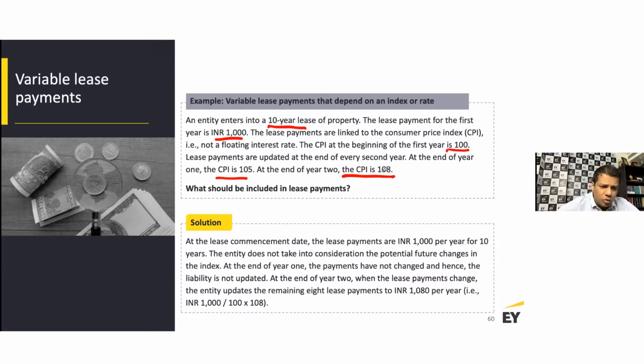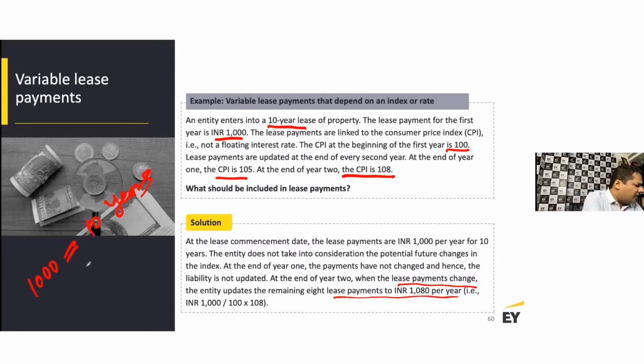At the end of year two, when the lease payment obligation also changes, the entity updates the remaining 8 lease payments to INR 1,080 per year, right? So the important thing is, originally I did 1,000 rent for 10 years, and then the index moved to 105. That means it was up 5%, but there was no change because my reference rate is not year one. My reference rate was the prevailing rate on year two. So till the time the prevailing rate on year two is determined, I am not going to change it, right? There is no estimate involved here.